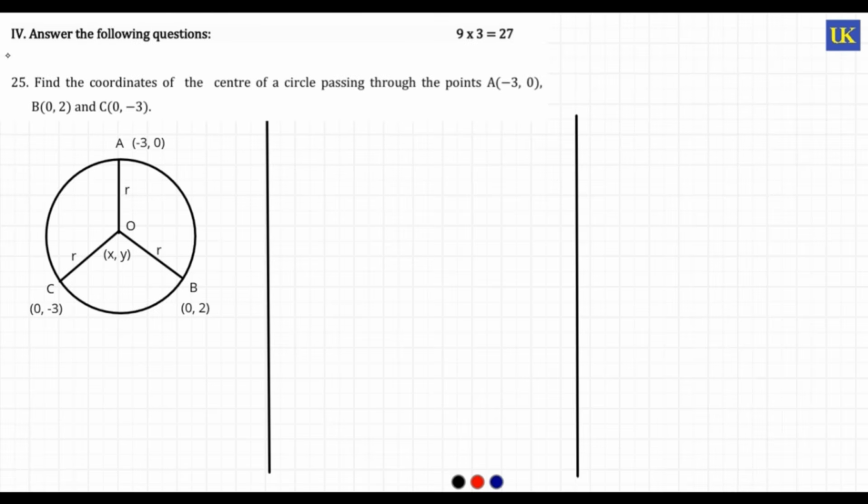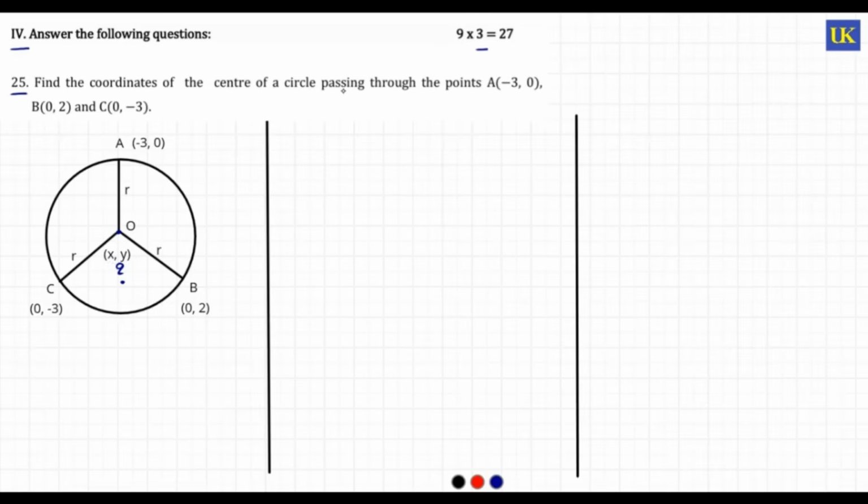So we will be solving Roman number 4, in which the sums are for 3 marks. We'll see question number 25. Here it says, find the coordinates of the center of the circle. The center of the circle I have taken as O. We have to find the value of x and y, the coordinates of center O.